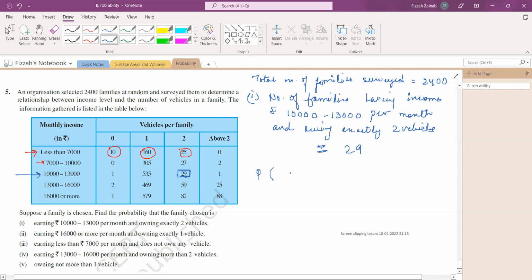Probability of, again, income rupees 10,000 to 13,000, having two vehicles, right? This probability you have to find, which is 29 divided by this 2,400. So I'm leaving the calculation part for you.